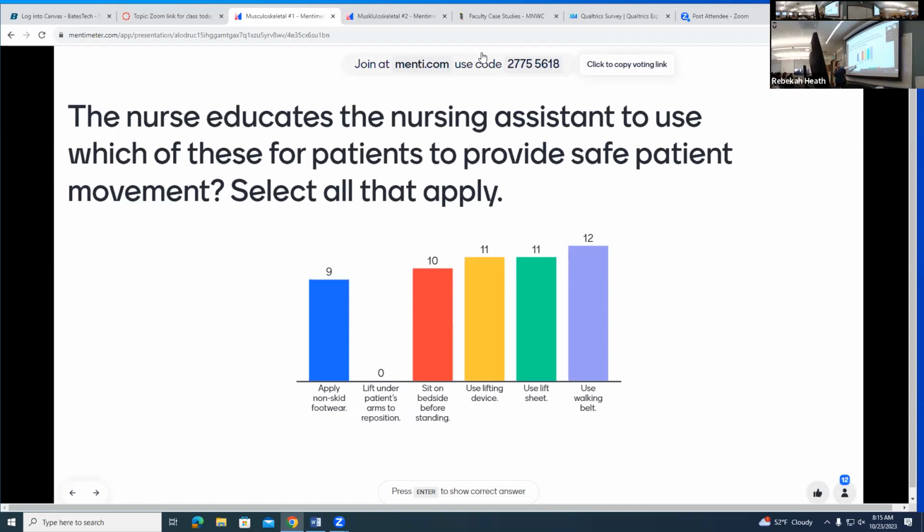So non-skid footwear, that's probably a pretty good one, right? We don't want people to slip. Lift patients under the arms, reposition, I'm not so sure. Sit at bedside before standing. I like that one. Why is that important?